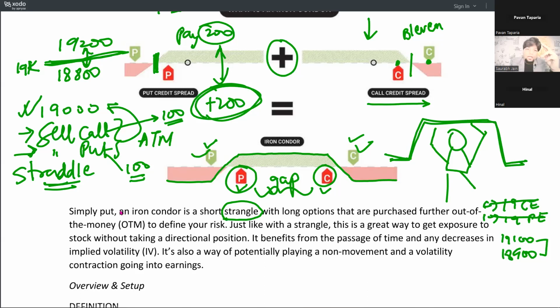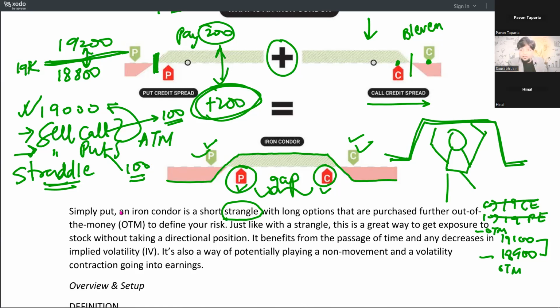For call, higher strike prices would be out of the money. For put, lower strike prices would be out of the money. Correct? So I'm going 1 out of the money here, and I'm going 1 out of the money here. Now, when I go 1 out of the money, I generally would be having lesser premium, because out of the money will obviously have lesser premium. But now I will have more window to breathe.